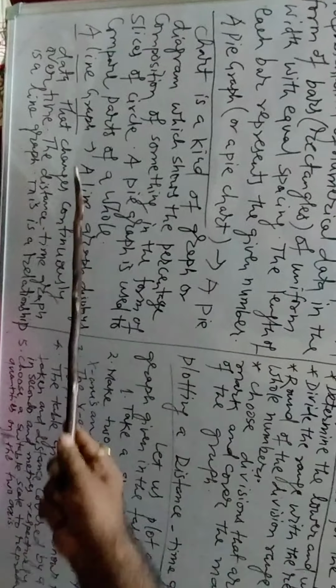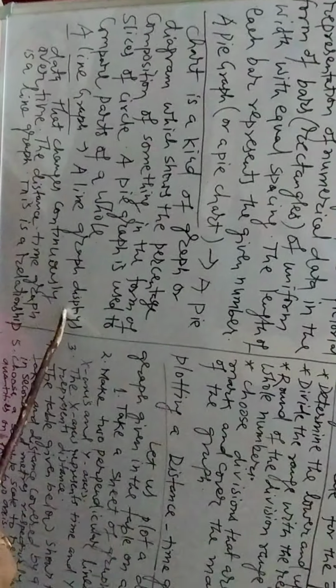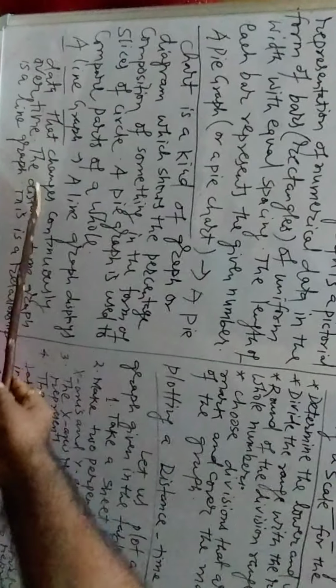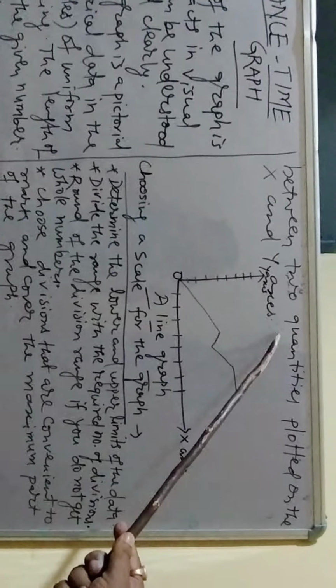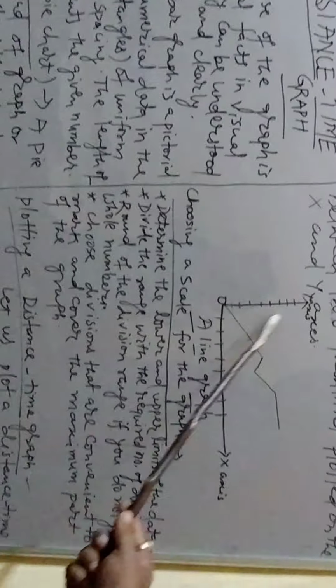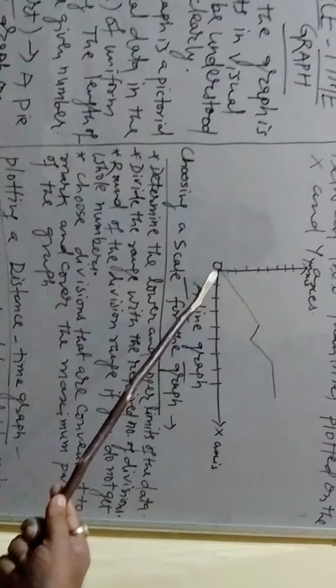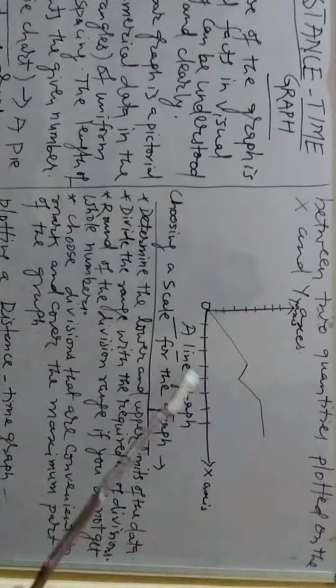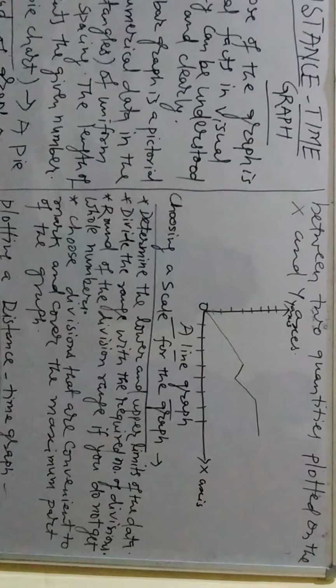Another one is a line graph. A line graph displays data that changes continuously over time. The distance time graph is a line graph. This is a relationship between two quantities plotted on the x and y axis. You can see here, this is the y axis, this is the point of origin, this is the x axis. So here we have made the rough line graph.